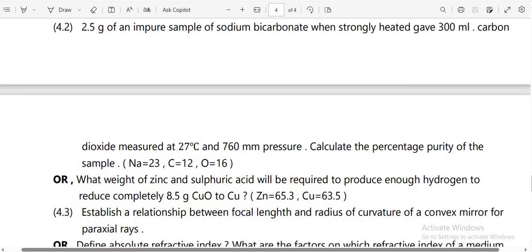4.2 Or what weight of zinc and sulfuric acid will be required to produce enough hydrogen to reduce completely 8.5 grams CuO to Cu? Zn is equal to 65.3 and Cu is equal to 63.5.